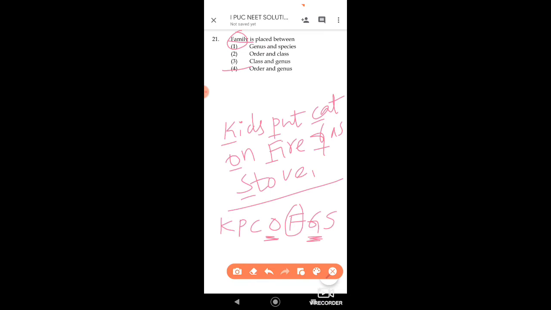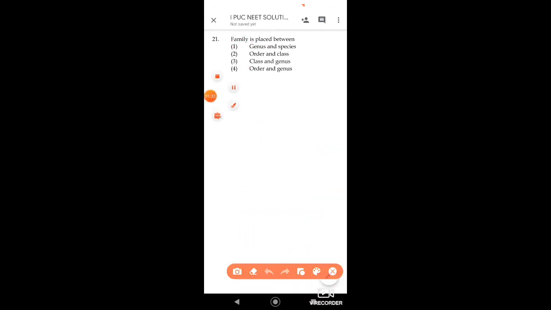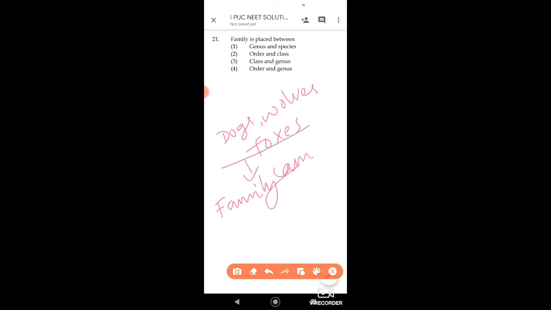Now moving on to a few examples. Say, for example, dogs, wolves, and foxes. All these 3 come under a family called Canidae. They all belong to the same family. Then, for example, all the cats are included in the family Felidae. Then all the bears are included in the family Ursidae. So consider all this. You can go here for option 4, that is family is placed between order and genus.